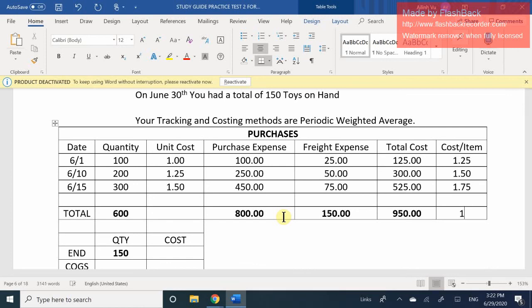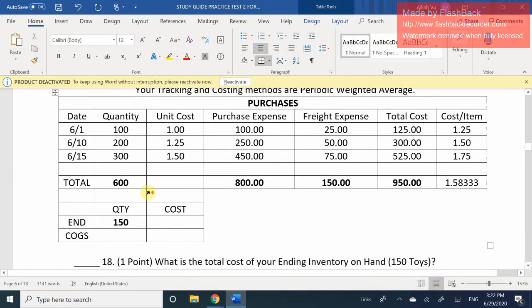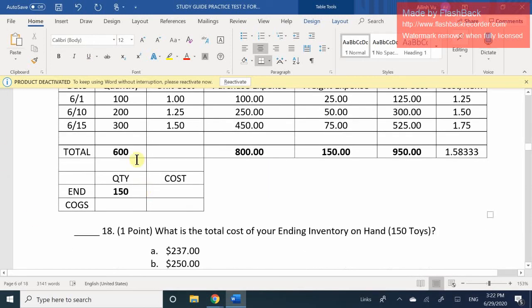1.58333. Now, keep that in your calculator because it comes out to be very even. If we have 150 items on hand, what is the total cost of goods sold? How many items did we sell? 450. 450 remains the same.